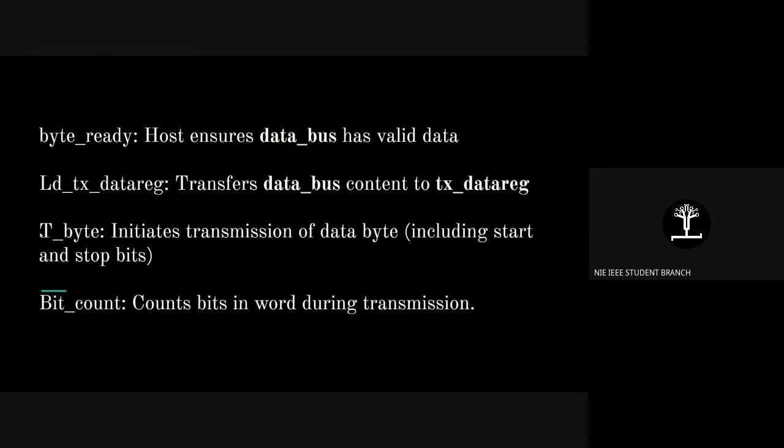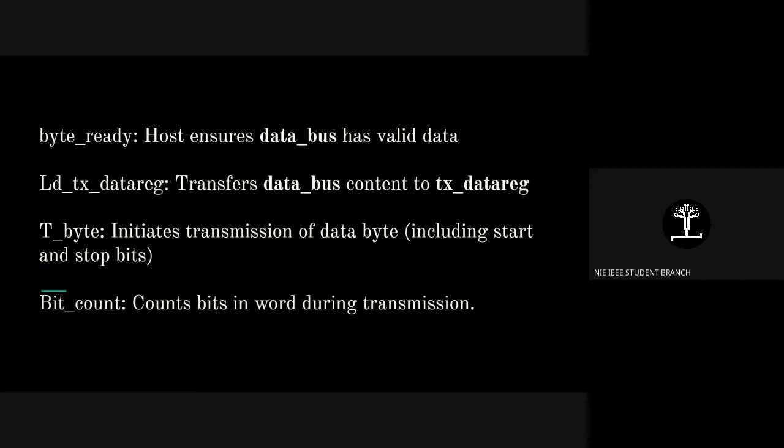Now there is another signal called T byte. T byte initiates the transmission of the data byte. This is something the host will do; it will tell the controller to do it. I assert the T byte signal, and then the transmitter can start the transmission of the data byte.